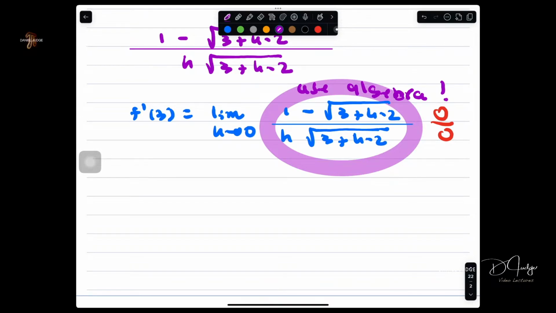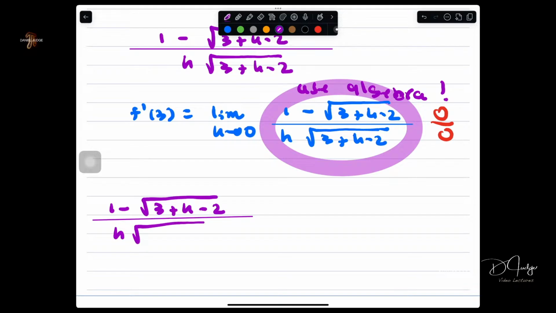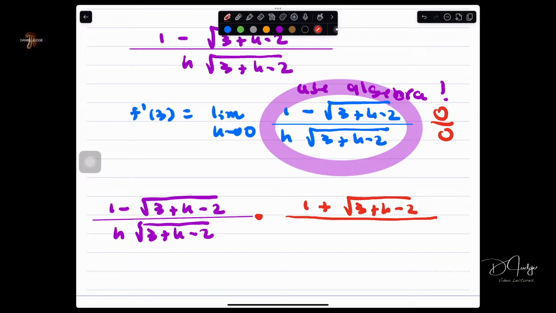Yeah, and so the only algebra you can use now, let me write this down here, is 1 over the square root of 3 plus h minus 2, over h times the square root of 3 plus h minus 2. The only thing you could use, again, is the conjugate, meaning 1 plus the square root of 3 plus h minus 2 over 1 plus the square root of 3 plus h minus 2. You have to use the conjugate.